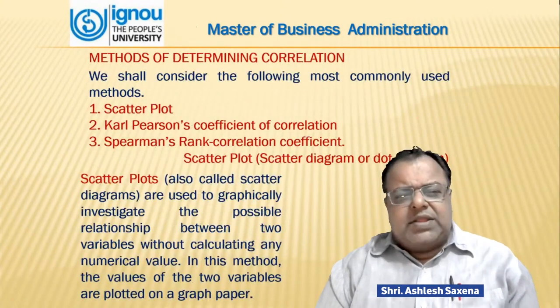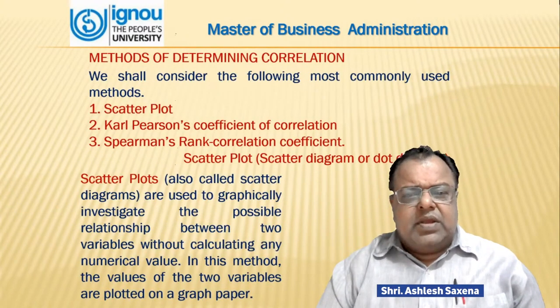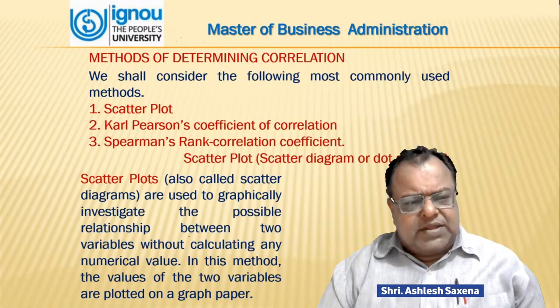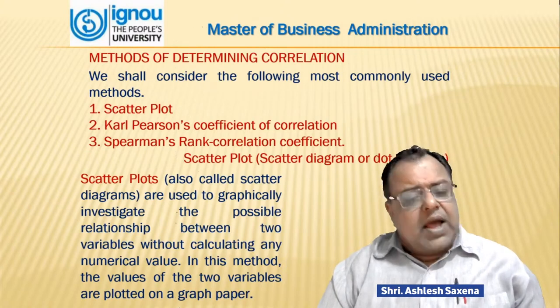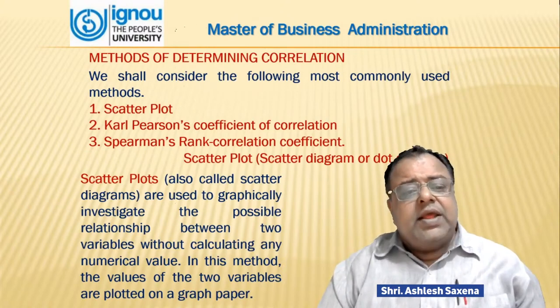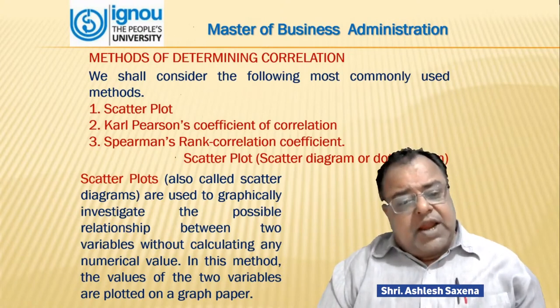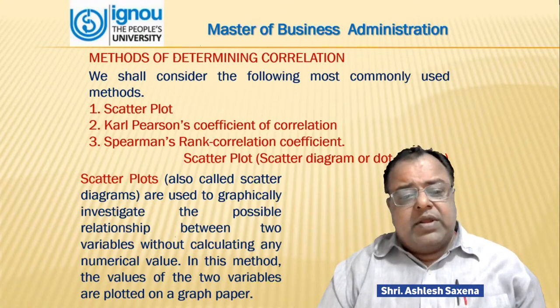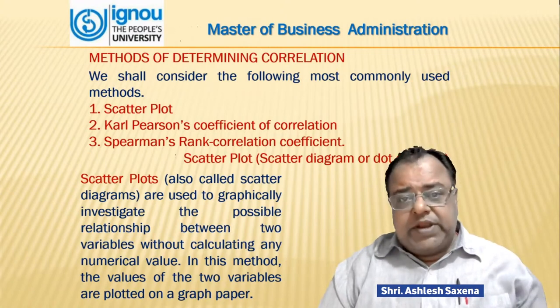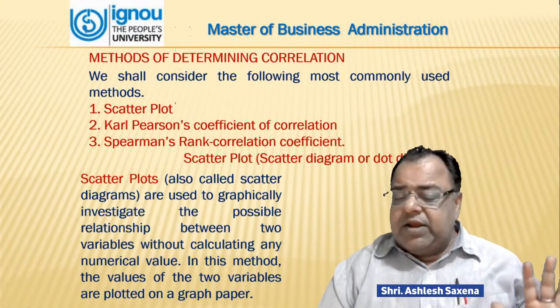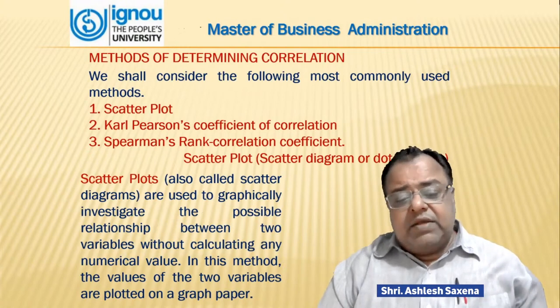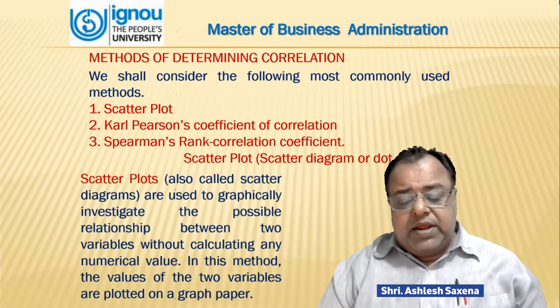What are the different methods for determining correlation? We will be discussing the most commonly used methods: scatter plot, Karl Pearson coefficient of correlation, and Spearman's rank correlation coefficient. We start with the scatter plot. A scatter plot, also called a scatter diagram, is used to graphically investigate the possible relationship between two variables without calculating any numerical value. In this method, the values of the two variables are plotted on graph paper.